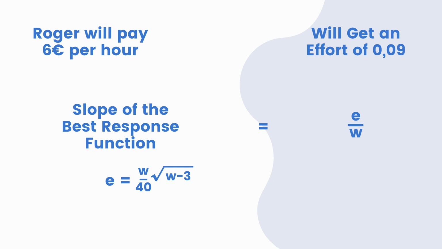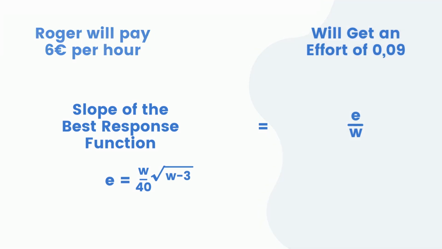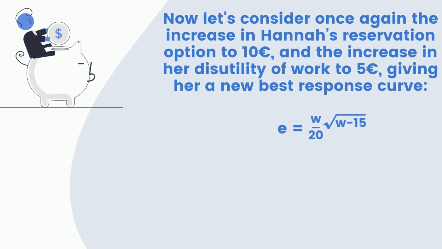To discover the amount of effort she will exert receiving this wage, we have to replace in the best response function W with 6, getting approximately 0.09 effort. Now let's consider once again the increase in Anna's reservation option to 10 euros and the increase in her disutility of work to 5 euros, giving her new best response curve as effort is equal to 1 over 20 times the square root of the wage minus 15.